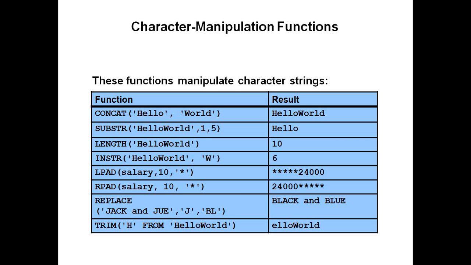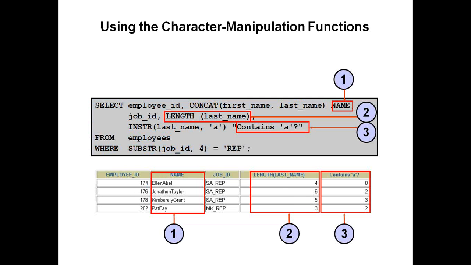And similar is the case with trim. So if you say I want to remove H from hello world, then the output will be ello world, cutting down that H. So trimming is nothing but cutting down, we already know it. So that is what basically happens. So these are all the character manipulation functions we have. And all these slides talk about those examples, how we can write those particular things in a select query and all.